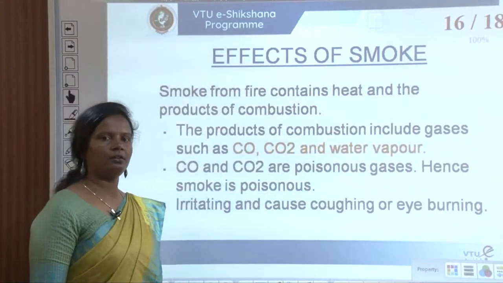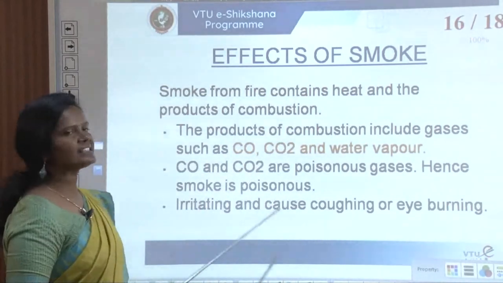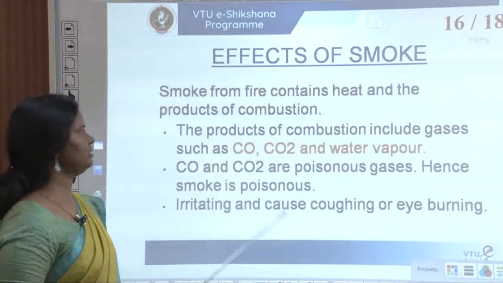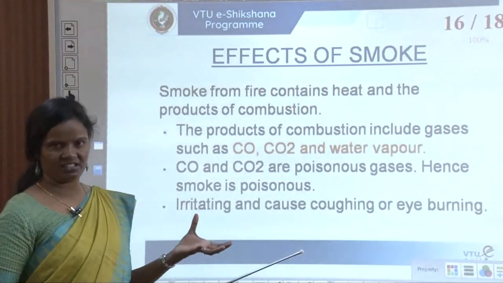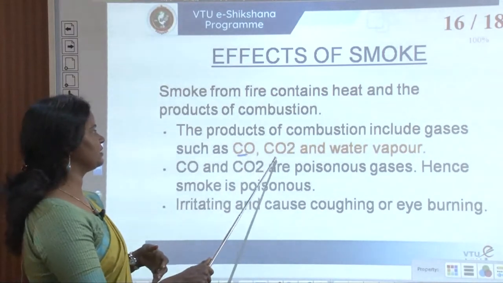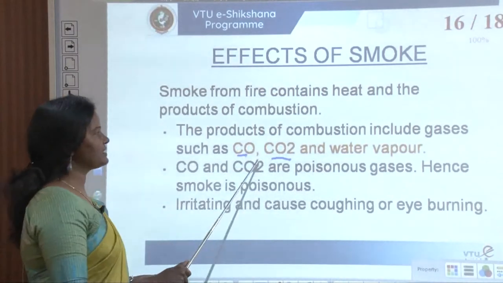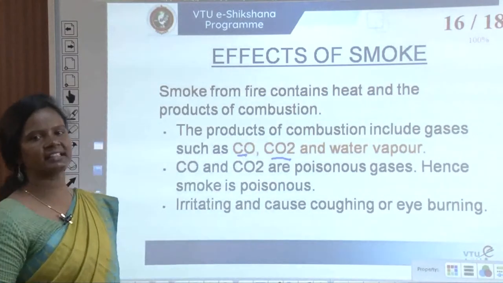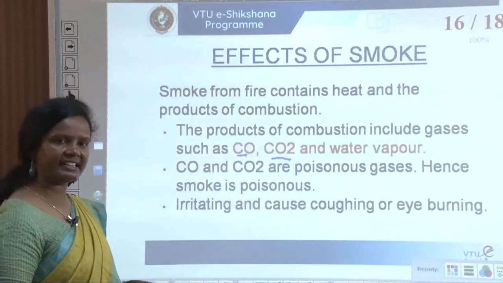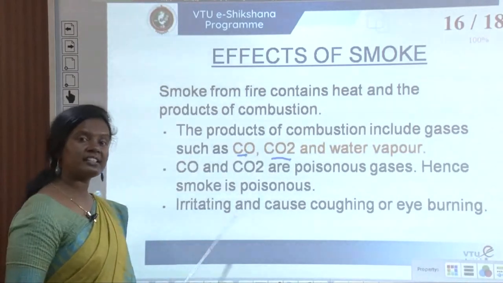Once the smoke is there, why is it harmful? Because smoke from a fire contains heat and the products of combustion. The products of combustion are what get released when something is burnt or combusted. Carbon dioxide, carbon monoxide and water vapor get released. Carbon dioxide and carbon monoxide are poisonous gases. Hence, smoke is poisonous. It can also cause irritation, coughing or eye burning due to these gases.